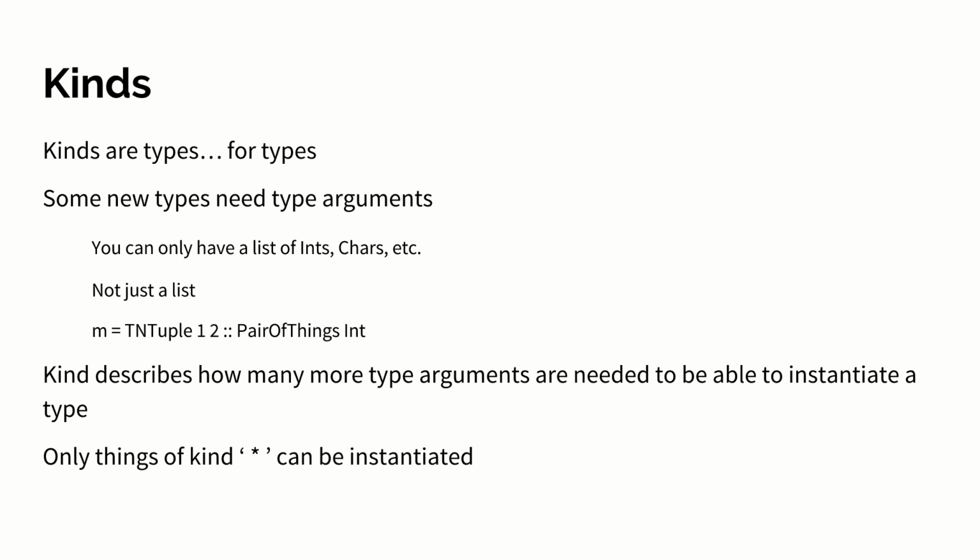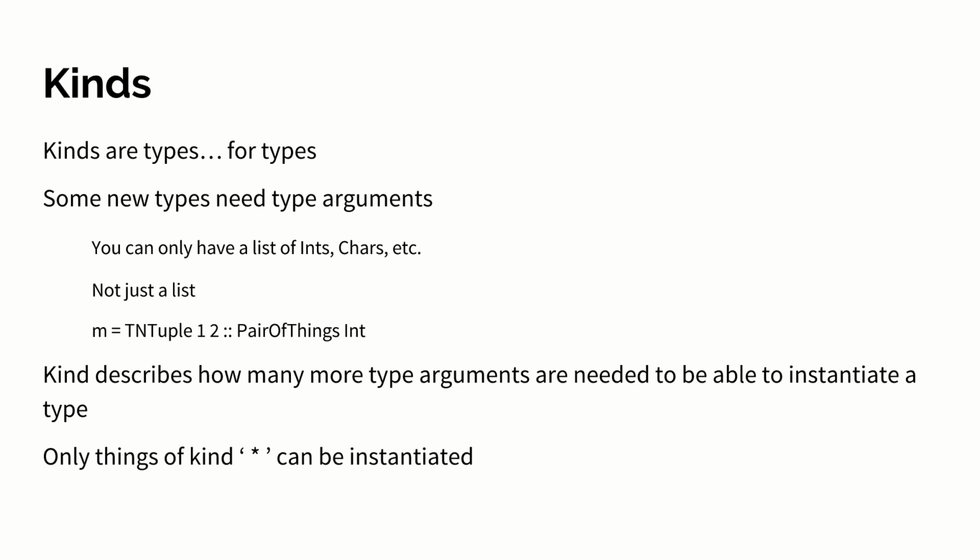As you may have noticed, some types require a type level argument. These type level arguments help these types realize what they truly are. The concept that encompasses this need for a type level argument is kinds. Kinds are types for types. For example, you can have just an int or a char. You can have a variable m set to the number 12, but you can't just have a list. You can only have a list of ints or a list of chars.